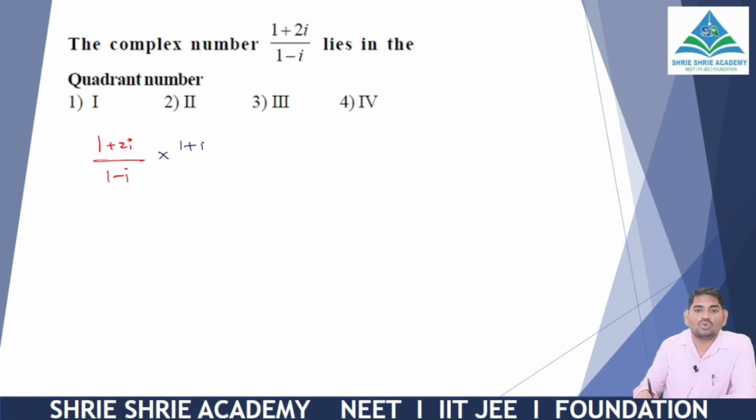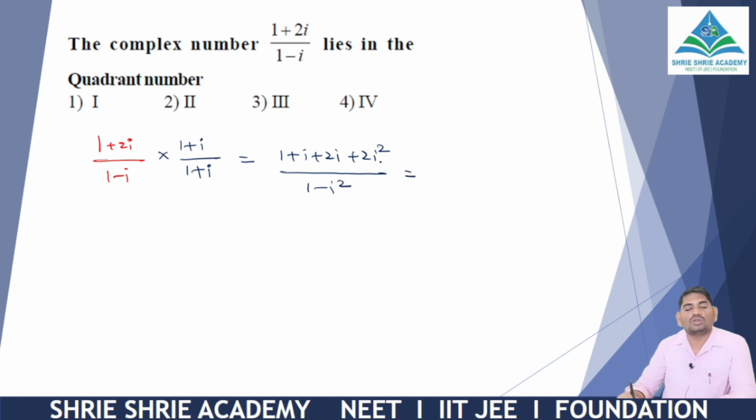So (1 + 2i)/(1 + 2i)... multiplying the numerators, we get (1 + i + 2i + 2i²) divided by 1 − i². So i² is equal to −1, and we get (−1 + 3i) divided by, since i² is −1, minus minus plus, 2.